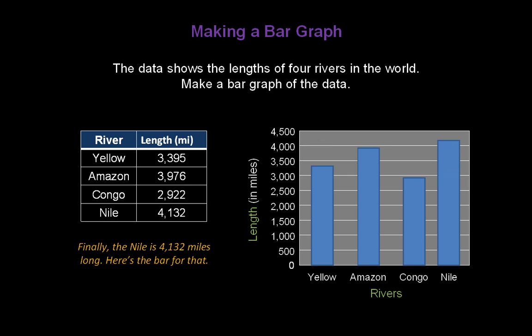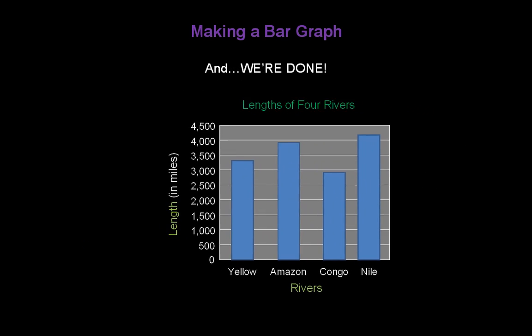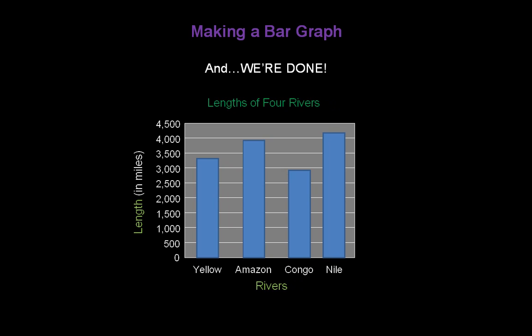It's almost done, but something's missing. What's missing? That's right. To complete a bar graph, you have to add a title. Let's call it the lengths of 4 rivers. And we're done. Congratulations. You completed the second example of making bar graphs.